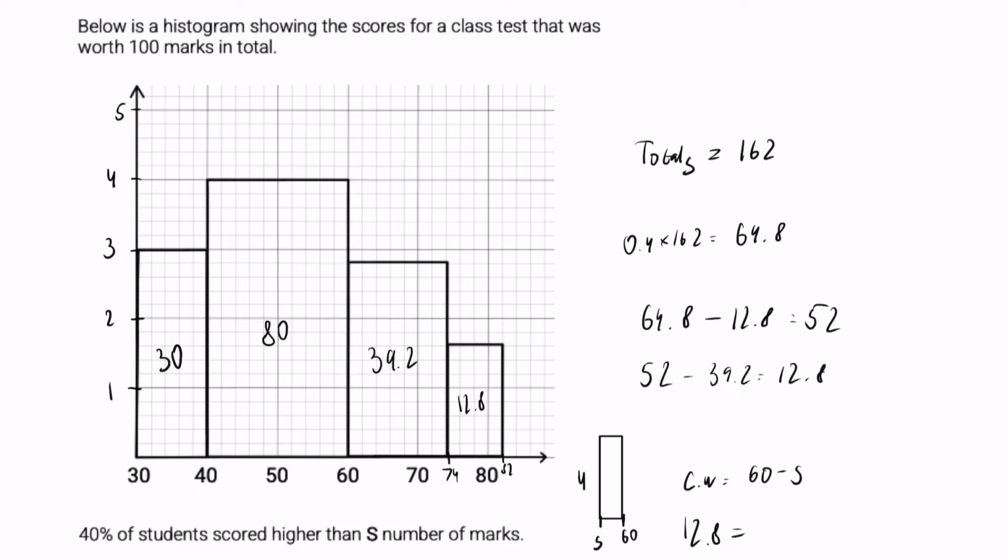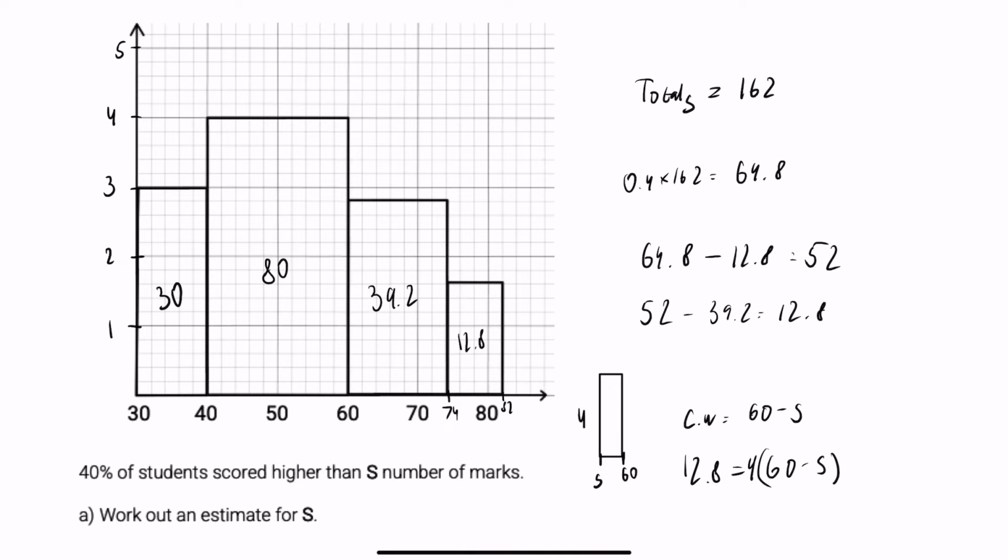So that means 12.8 equals the area, which is 60 minus S times the height, which is 4. Then doing some manipulation, we do 12.8 divided by 4, that gives us 3.2 equals 60 minus S. Moving S to the other side and 3.2 to the other side, we get 60 minus 3.2 equals S. So the final answer should be 56.8. And that's it. That's how we find it. So 56.8, somewhere around here, that's our S.